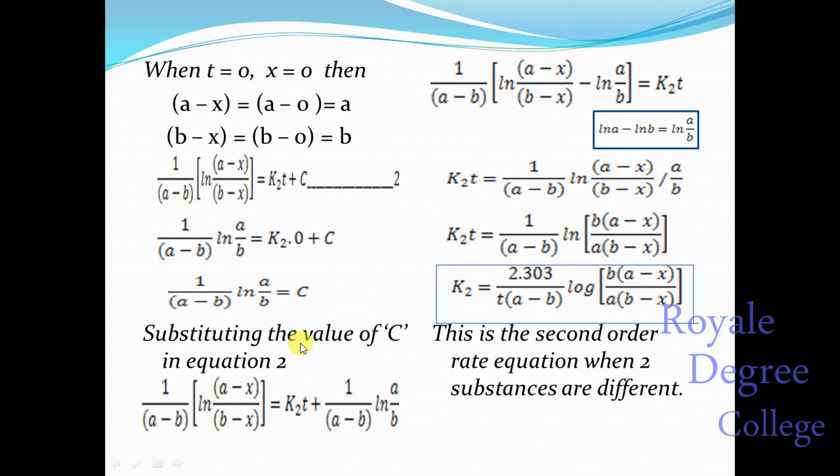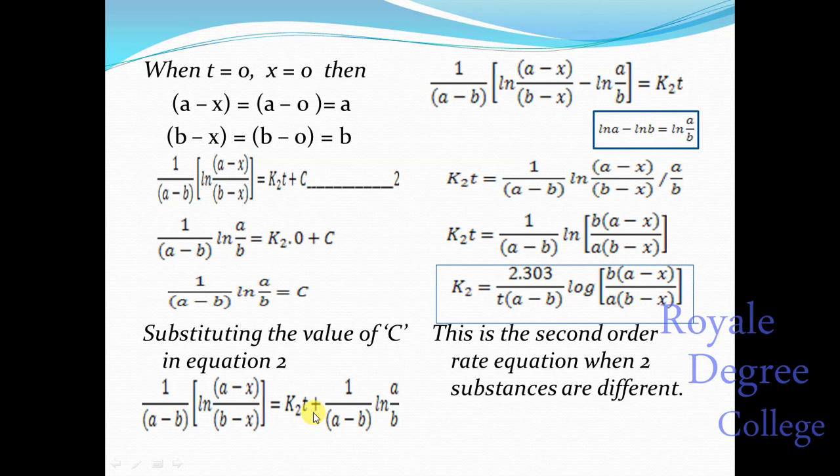Substituting the value of c in equation 2. Now in equation 2, we are substituting the value of c. Our value of c is this one, girls. What is the value of c? 1 by a minus b ln a by b. That is the value of c. In that equation, we are substituting in our equation 2. So everything is the same in equation 2. Only in place of c, we are writing its value as 1 by a minus b ln a by b.